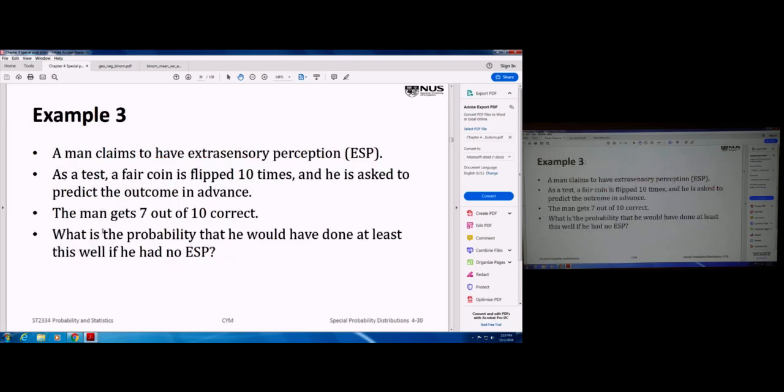Example 3, which I find slightly confusing actually, but anyway. There's an individual who claims that they have ESP, extrasensory perception. That's somebody who claims that they know something that we don't, or I don't at least. Basically this person is tested. You flip a coin 10 times and then you're asked to predict it. So his ESP allows him in this case to guess which way the coin is going to land.